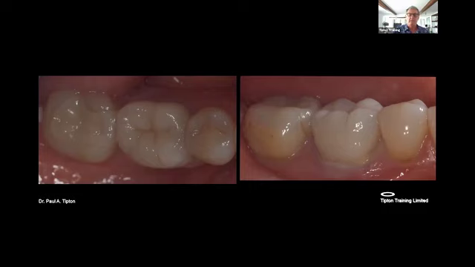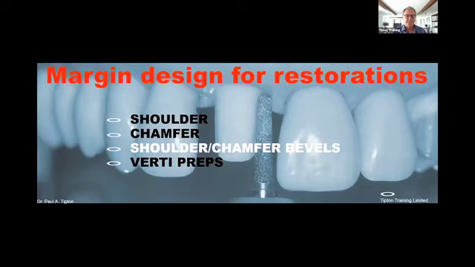So that's our chamfer preps. Next one is the shoulder or chamfer with a bevel. Okay, now let's look at bevels. When do we think about bevels? What does a bevel do? A bevel helps to seal.